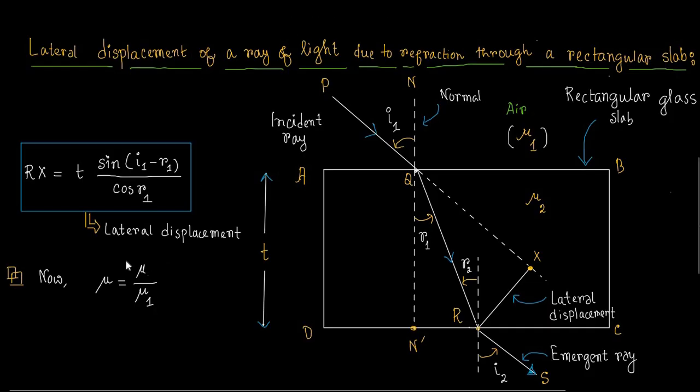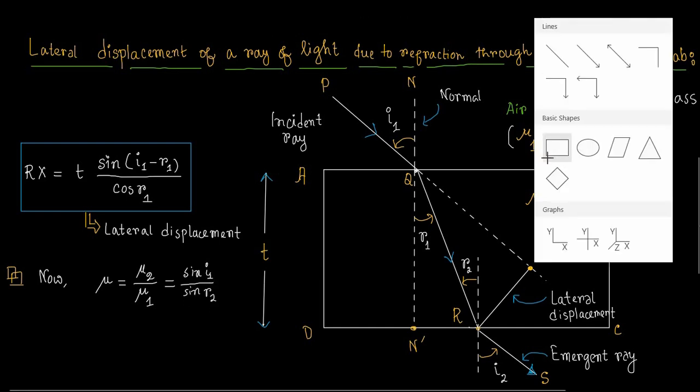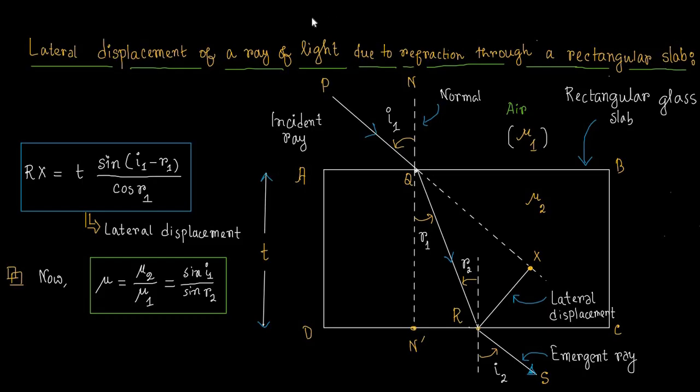Now mu is what? Mu is the relative refractive index, which is mu2 by mu1, and that is equal to sine I1 by sine R1. Using Snell's law, at the point Q we get the relative refractive index of the glass slab, that is mu, which is equal to mu2 by mu1.